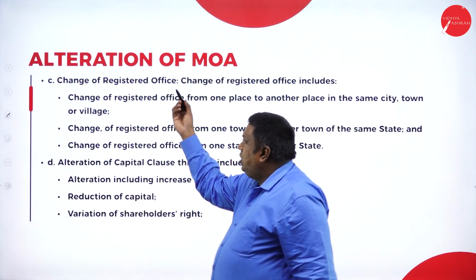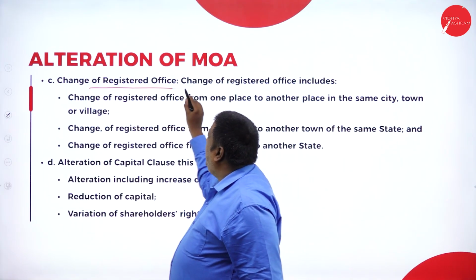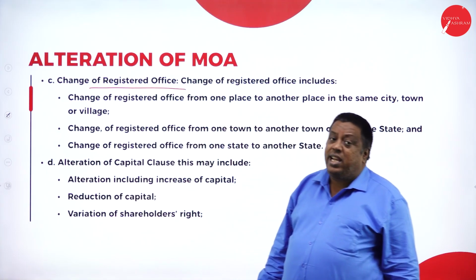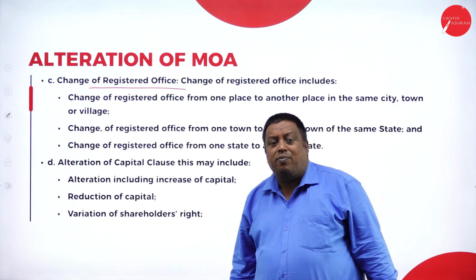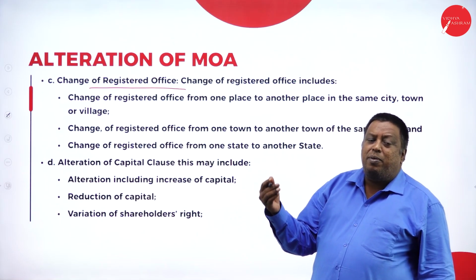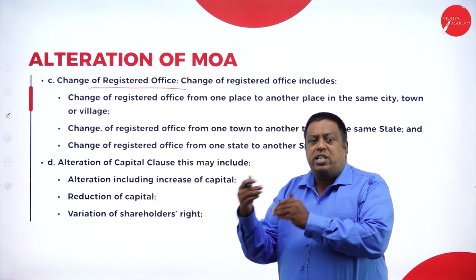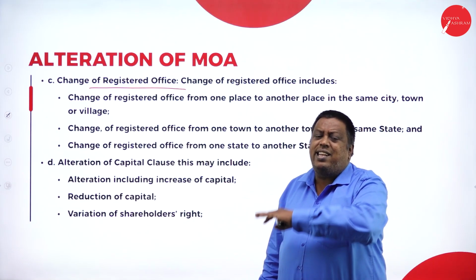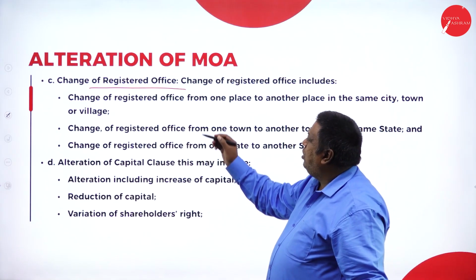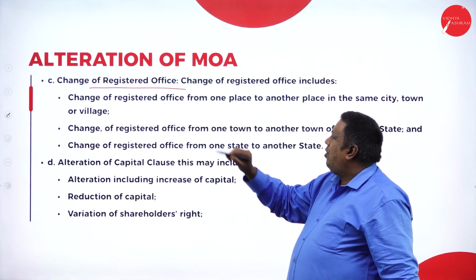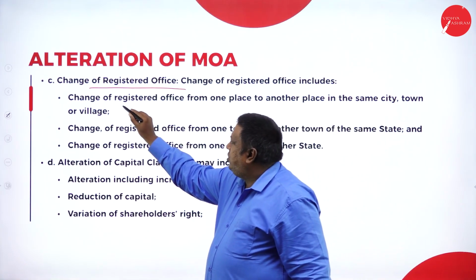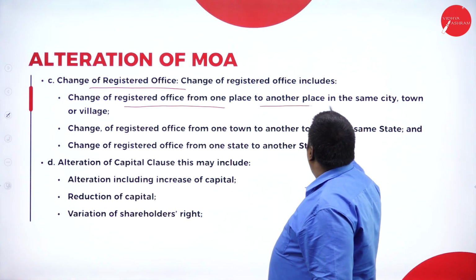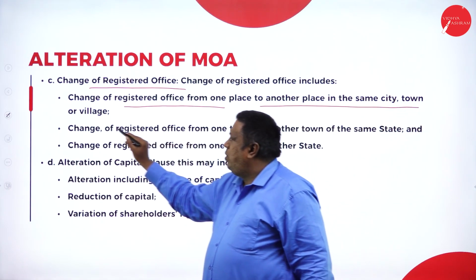Next one, change in registered office. If the company wants to change the registered place from one place to another, like from village to city, or within the city itself from Mysuru city to any other city, then they have to adopt change of registered office. Like the first part here, the change of registered office from one place to another in the same city, town or village.